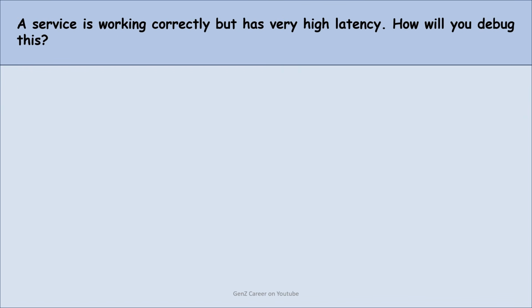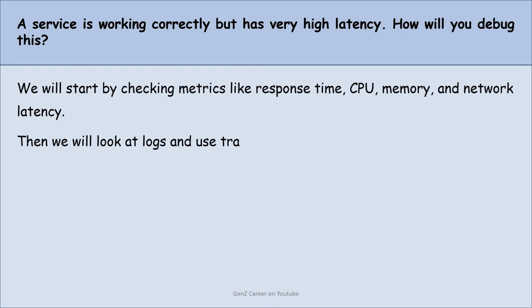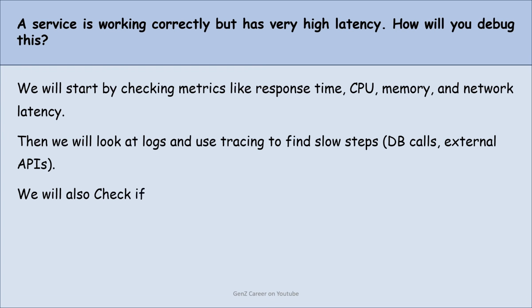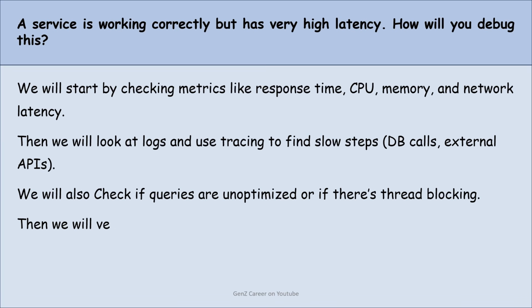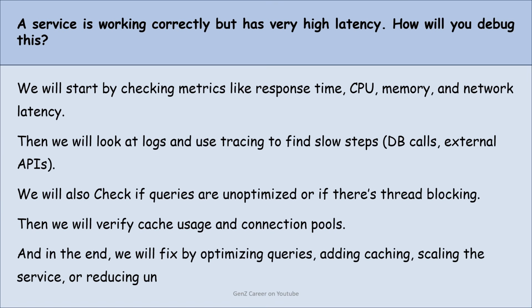Next question is, a service is working correctly but has very high latency. So how will you debug this? So guys, basically we will start by checking metrics like response time, CPU, memory and network latency. Then we will look at the logs and use tracing to find slow steps, like DB calls, external APIs. We will also check if queries are unoptimized or if there is thread blocking. Then we will verify cache usage and connection pools. And finally we will fix by optimizing queries, adding caching, scaling the service or reducing unnecessary calls. Are you getting my point?